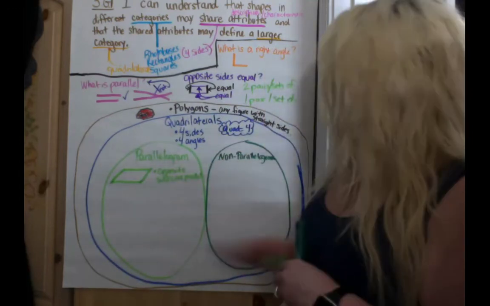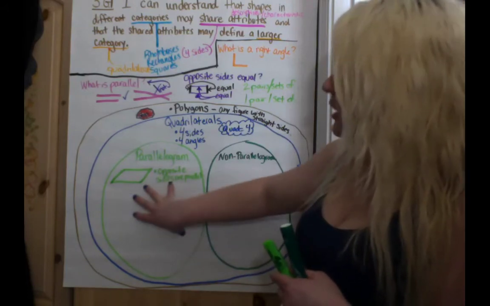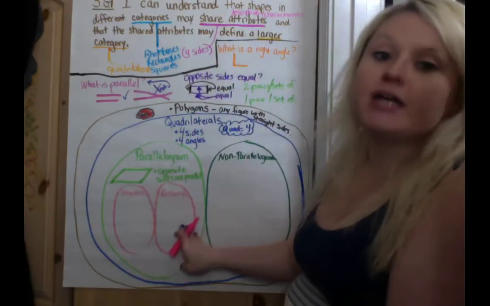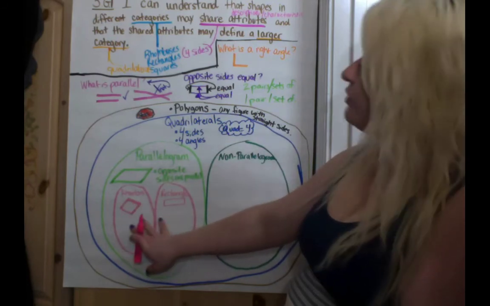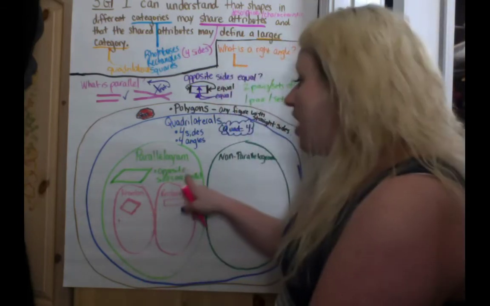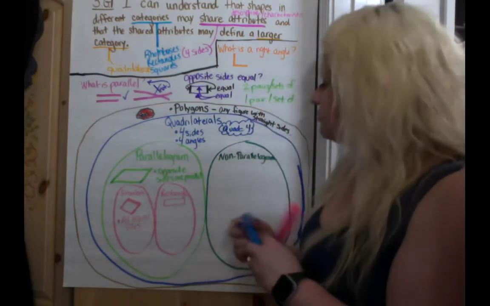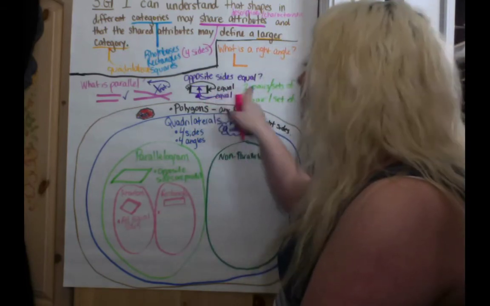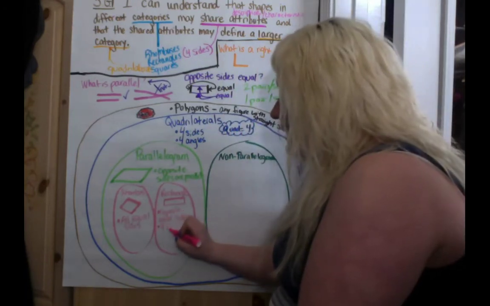I'm going to go deeper into all parallelograms first. So you have your parallelogram, and then you have your rhombus and your rectangle. Your rhombus kind of looks like a diamond in a way, but we don't say diamond, we say rhombus. A rhombus, other than having opposite sides parallel, has all equal sides. All the sides are equal. And then a rectangle has opposite sides that are equal, and it also has four right angles.